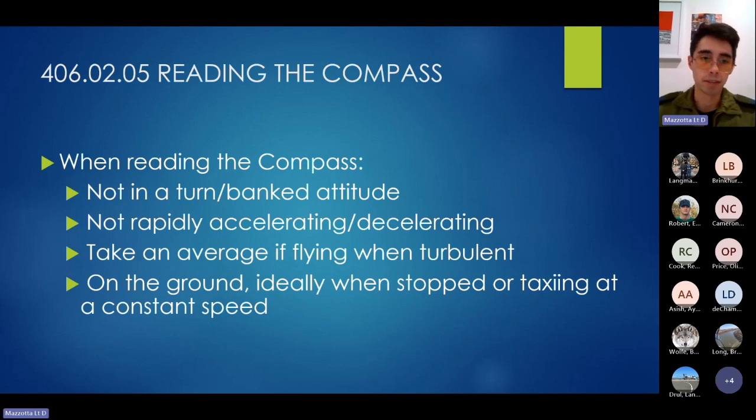And importantly, while you're on the ground, you definitely want to make sure that the compass is free and floating, because if it's not, then you know something's wrong and the compass actually isn't going to work. And it is a legal requirement for the compass to be functioning for the aircraft to fly.